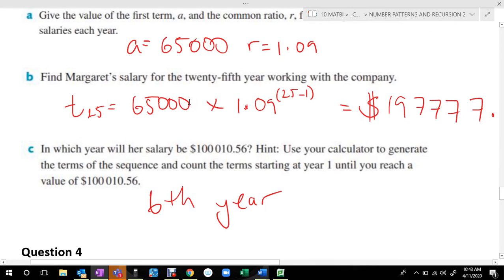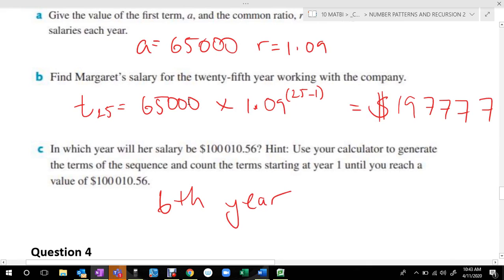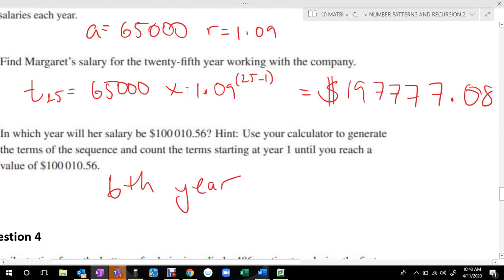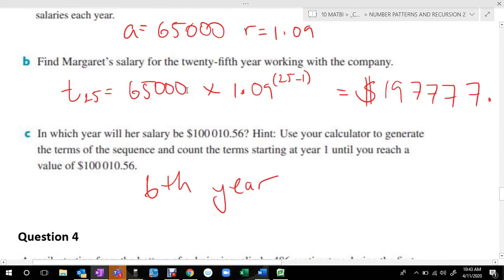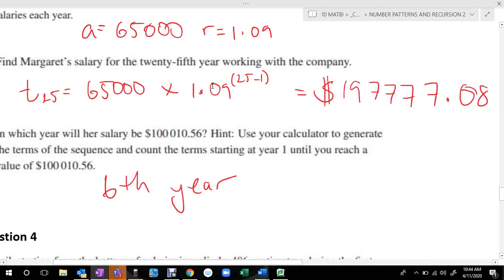Find Margaret's salary for the 25th year of working with the company. Okay, so that means we're looking for the 25th term. Make sure you use the nth term rule for that, because it's a high number. Okay, but that's what I got for it.